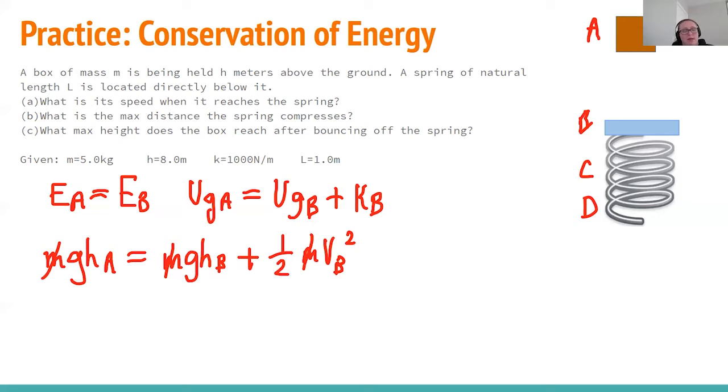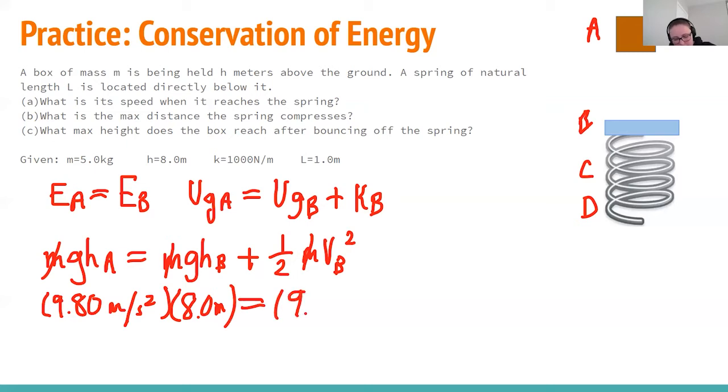And thinking about it, do I have enough to solve? I know what gravity is. I have height. I've been given mass, but I don't really need that right now. So that really leaves one unknown, which is the velocity. And considering that's what I'm solving for, that's going to be completely fine. So plugging it in, 9.8 meters per second squared times the height at A, which is given as 8 meters, is equal to 9.8 meters per second squared times the height at B.